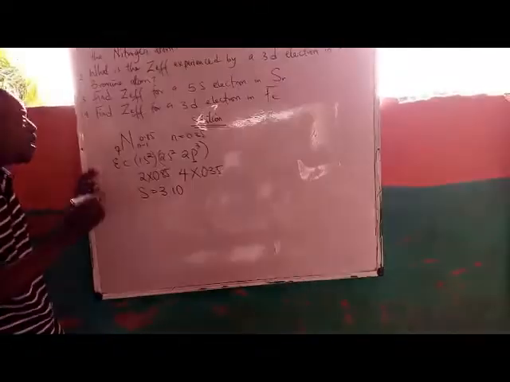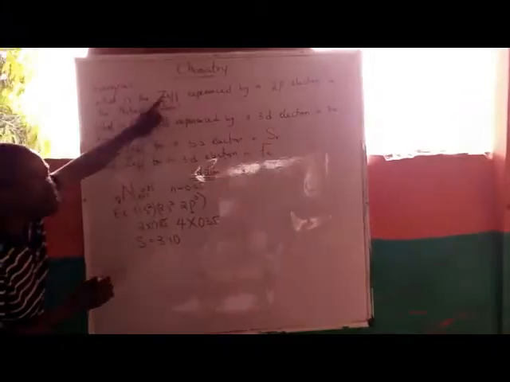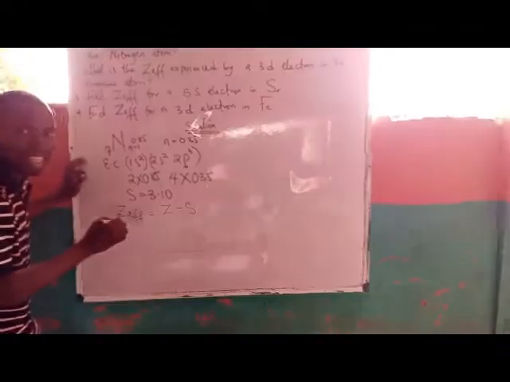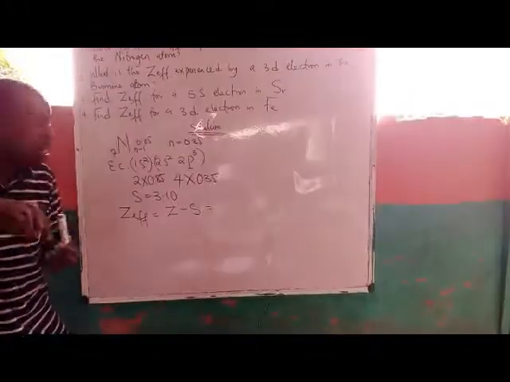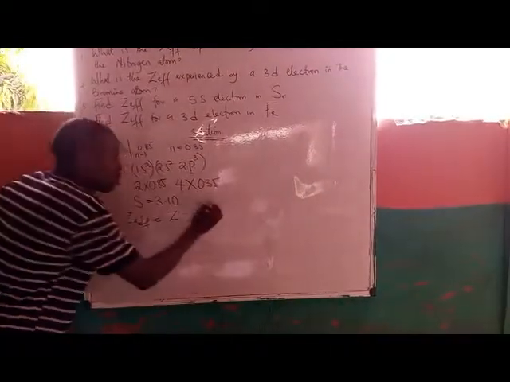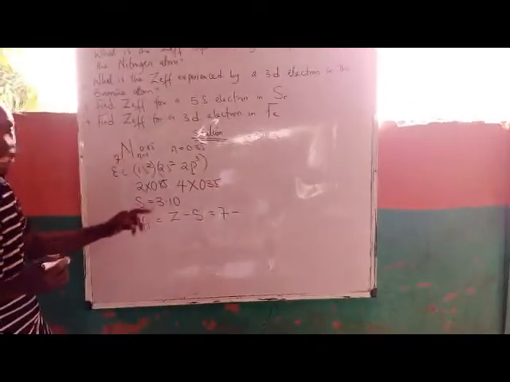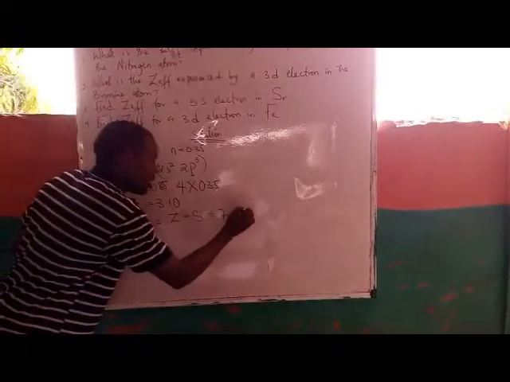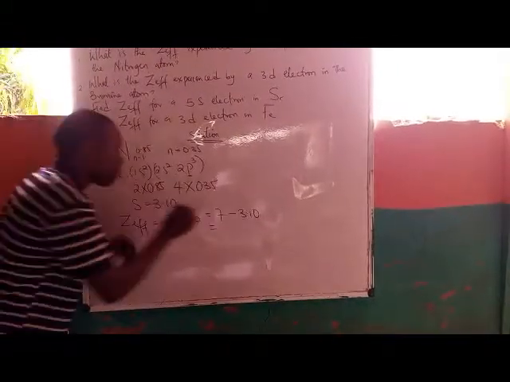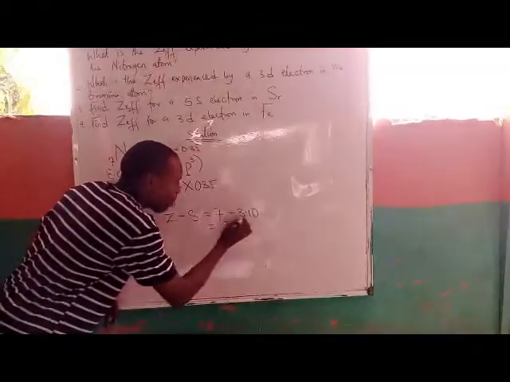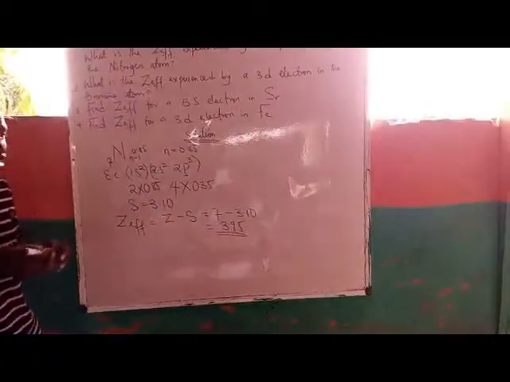When you use your calculator to punch it, you'll be having 3.10. But the question says, what is your effective nuclear charge? You are aware that my Zeff is equal to Z minus x. My Z, which is the actual number of protons, is 7. So it's now 7 minus my shielding constant, which is 3.10. Altogether, my final answer becomes 3.95. That is the final answer.